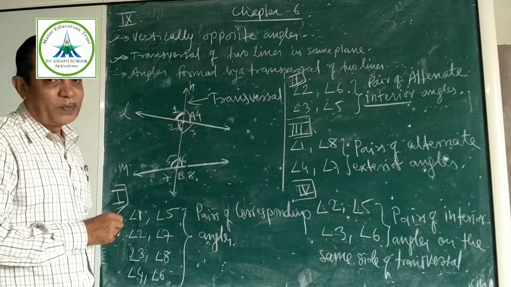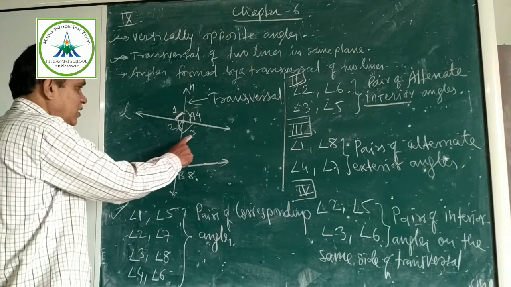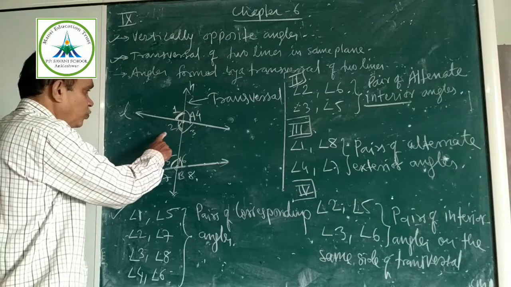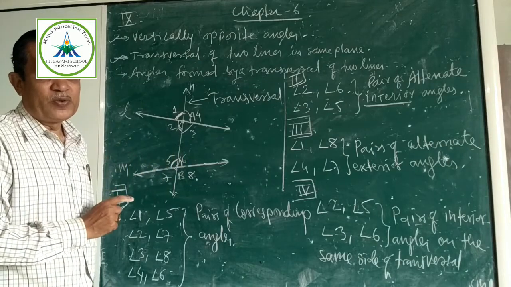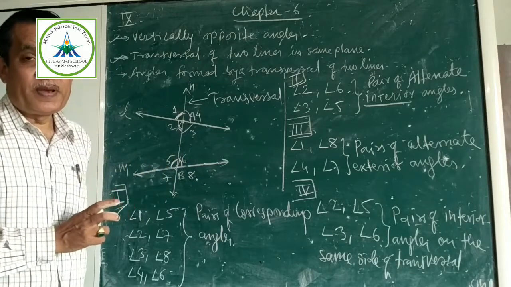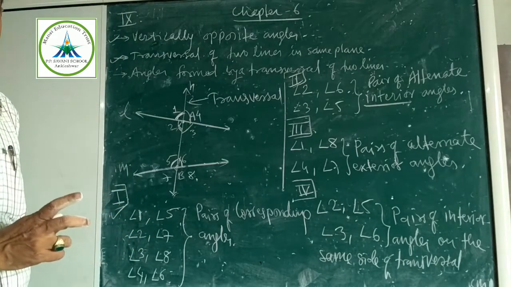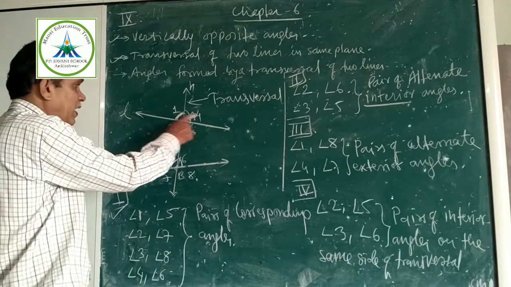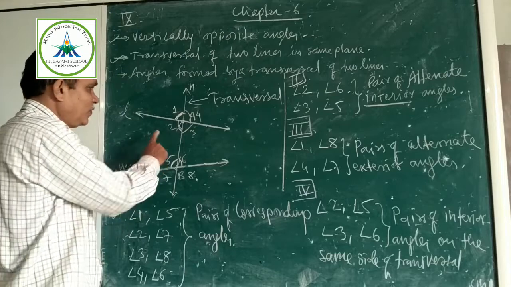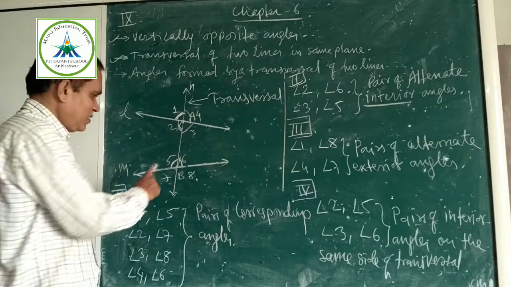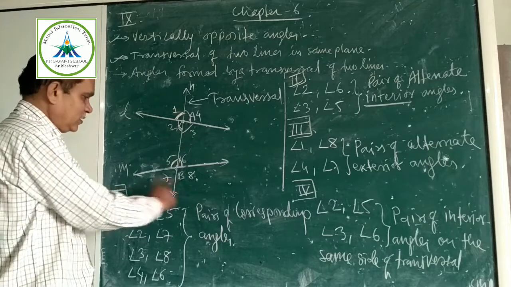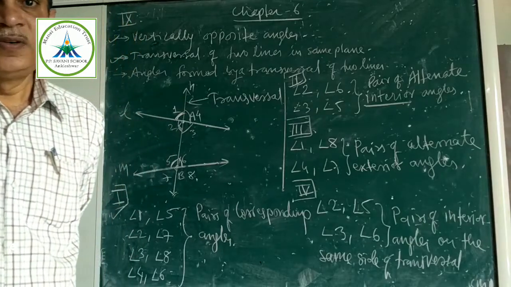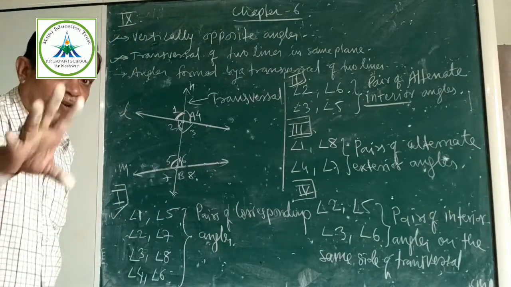1 and 2. 1 plus 2 equal to 180 degrees. 3 and 4. Angle 3 plus angle 4 equal to 180 degrees. 2 and 3. Angle 2 plus angle 3 equal to 180 degrees. Like this, how many pairs of linear pair of angles do you find? See, 1, 2, 3, 4, 5, 6, 7, 8. We get 8 pairs of linear pair of angles. Okay. These are general knowledge questions.